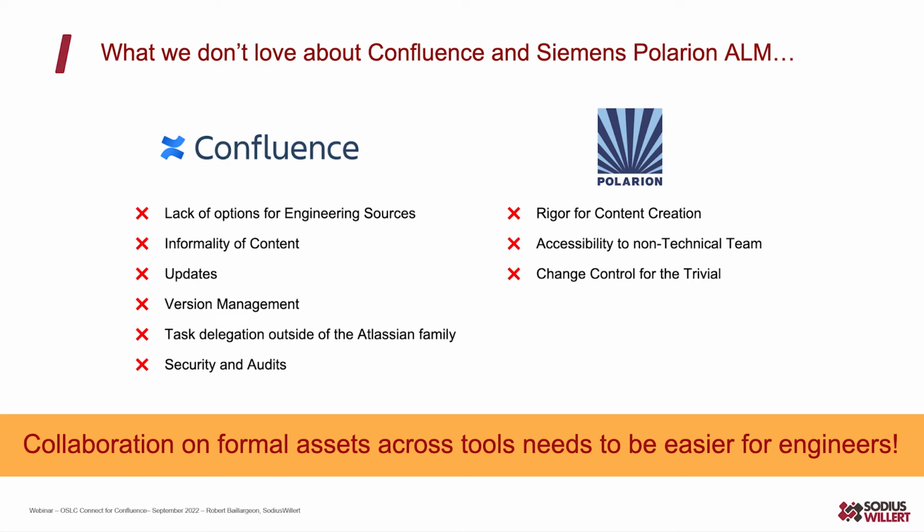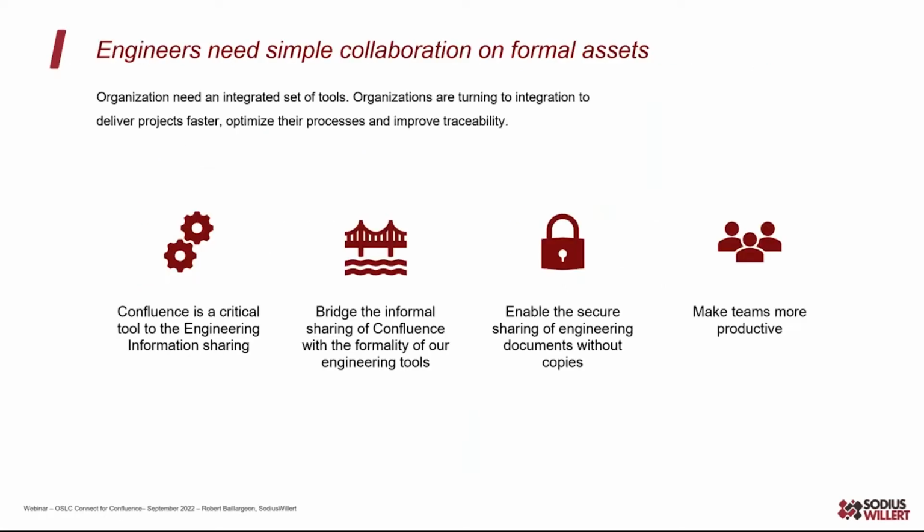Now, the challenges when we get into these tools is the differences. Confluence is really good at doing informal data, but when we start doing formal content, things that are more secure, with more version management, it tends to be less interesting or less valuable. As opposed to when we work in Polarion, we have a lot more rigor in how we create content. That can get in the way when we're trying to just do simple and informal things. And so what we're trying to do here is really make it easier for people to collaborate for engineering. And so what we're trying to do is create that bridge.